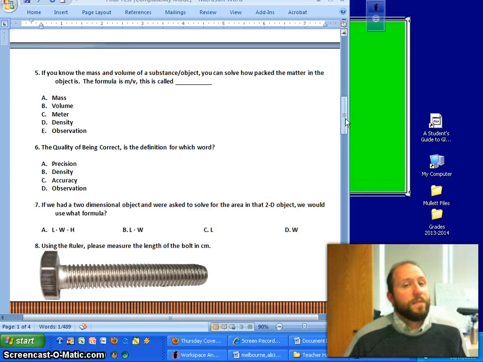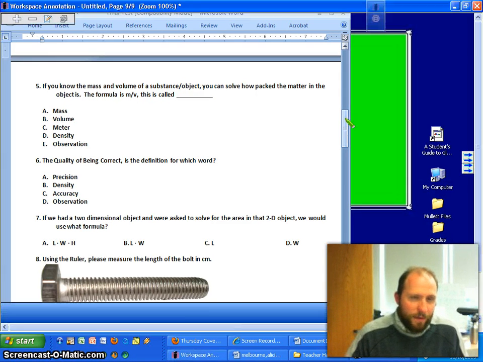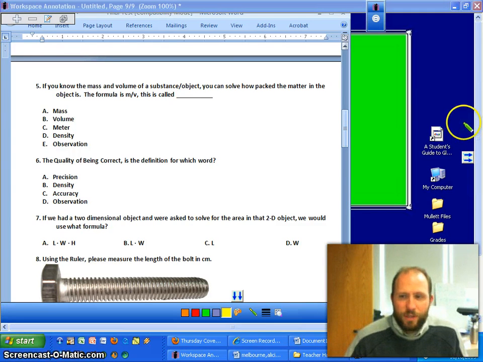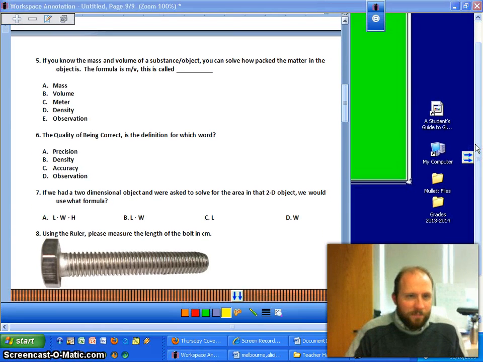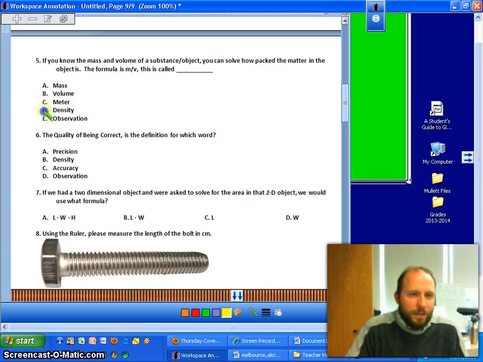If you know the mass and volume of a substance or object, you can solve how packed the matter in the object is. The formula is mass divided by volume. This is called blank. This is just a vocabulary approach to this question, but for those of you that remember and studied and looked at your interview questions, the best answer here is density.